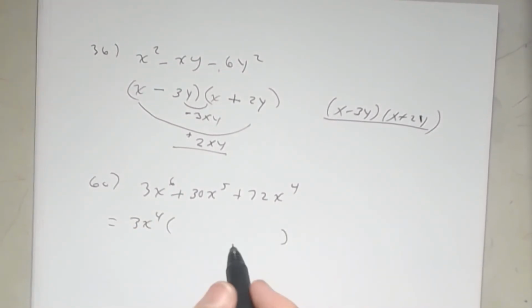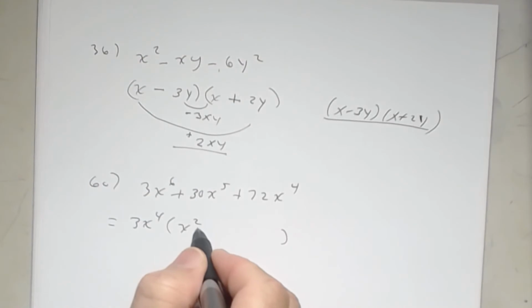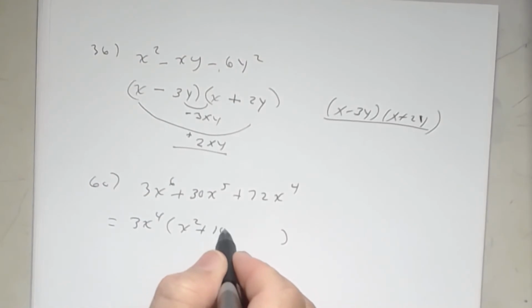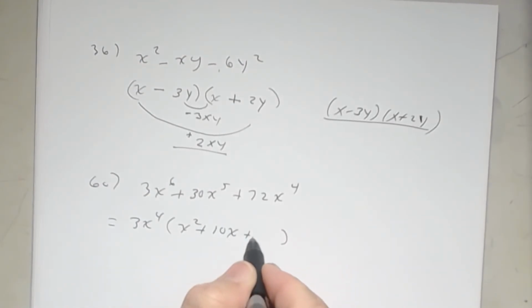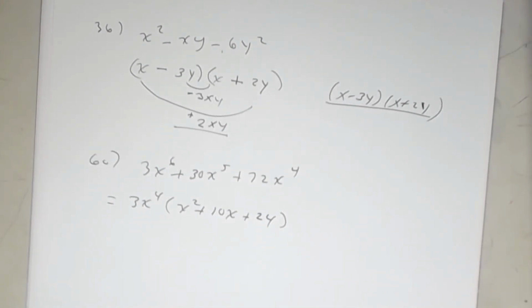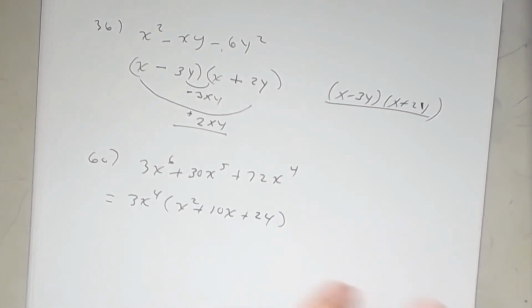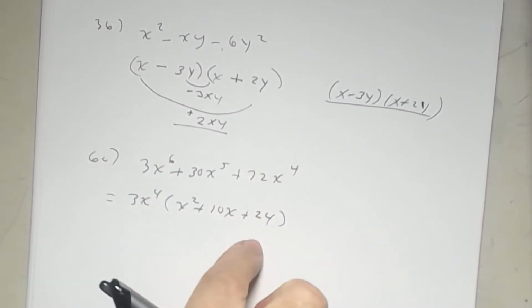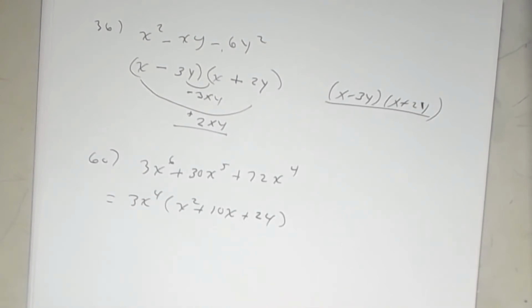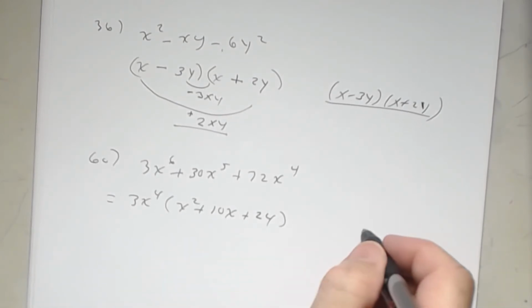Okay, what's going to be the trinomial? 24, right? You all agree? 3 times 24 is 72. Use your calculator if you don't know. Just say 72 divided by 3, you get 24. Okay, now let's deal with the trinomial.